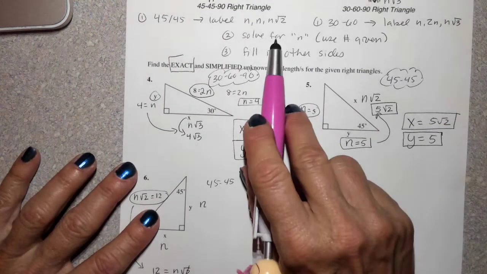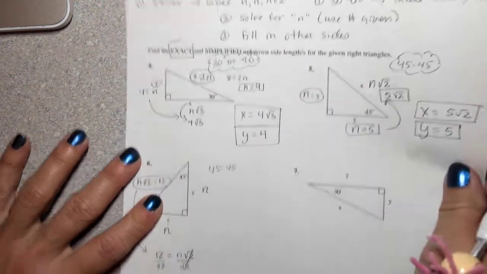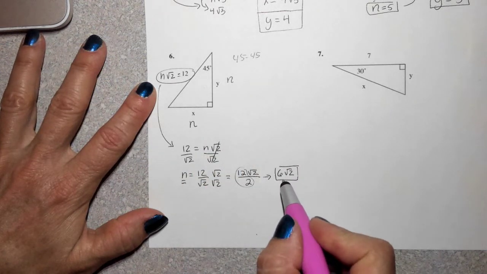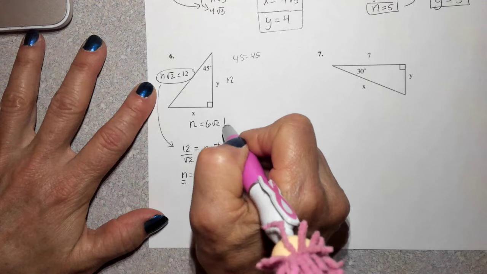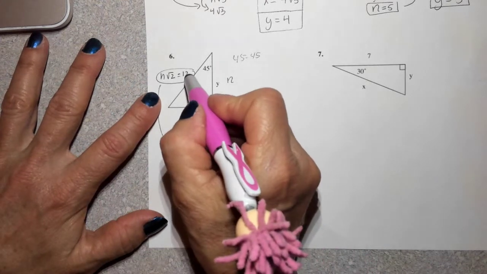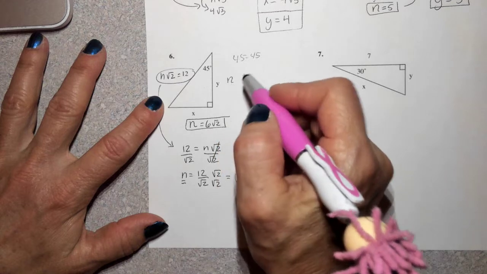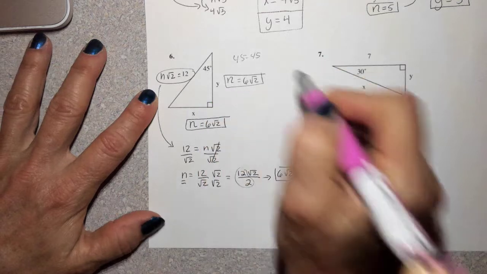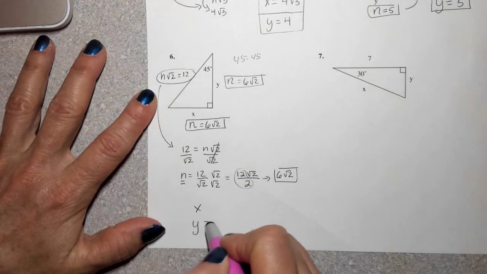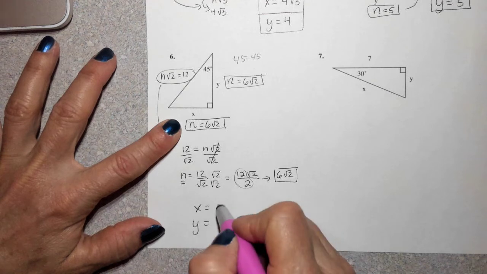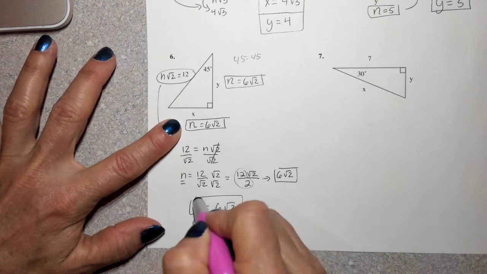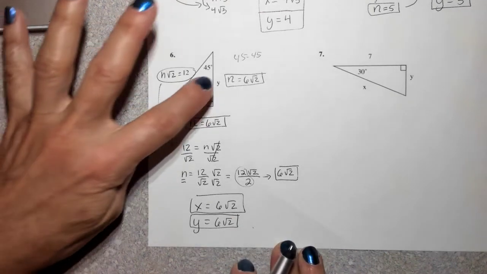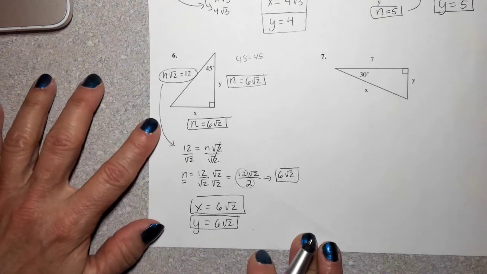So this step up here of solving for n using the number given turned out to be kind of a doozy. But now I got it. So I go back here. N is 6 root 2, so that goes here. This side is already done. That was a 12. And then this side is also n because it was 45, 45. So that means this side's also a 6 root 2. So when I go back to see what they're looking for, side x is this guy, so 6 root 2. Side y is that guy, so 6 root 2. And I knew they'd be the same because they are in a 45, 45.